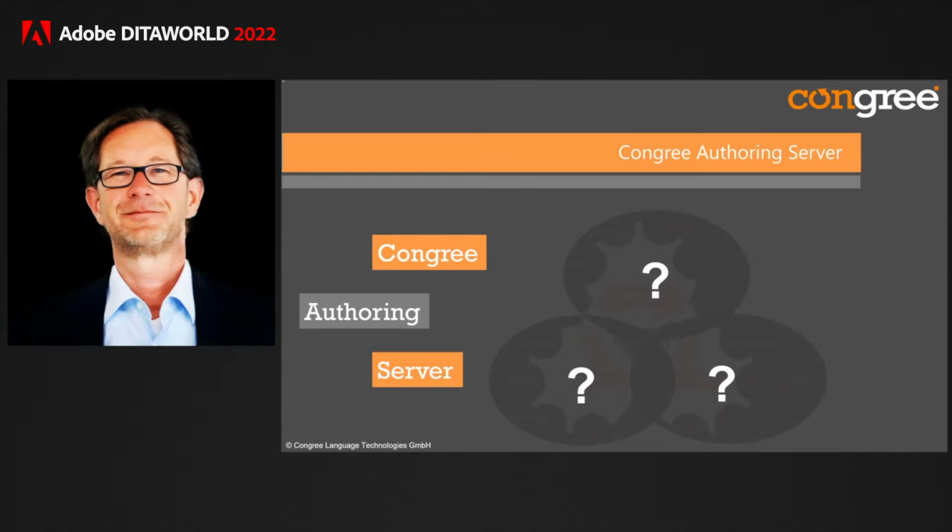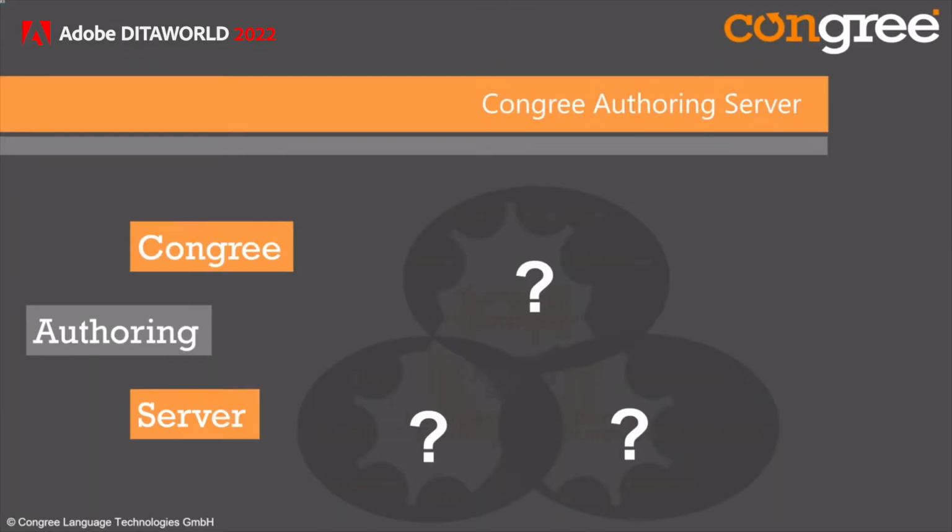Maybe not much of a surprise, technology can help here, like the Congree Authoring Server. So let's take a look at what the Congree Authoring Server actually is and what is behind it. The Congree Authoring Server works on a client-server basis with three main components on the server side. And let's unlock what is behind the question marks here.